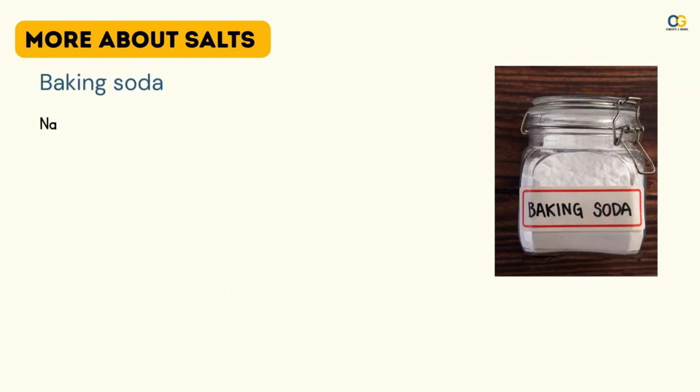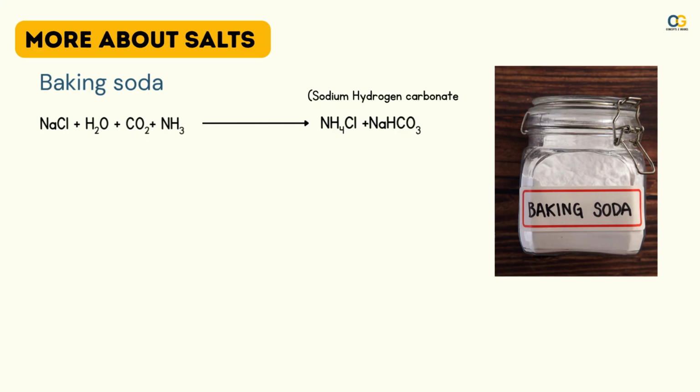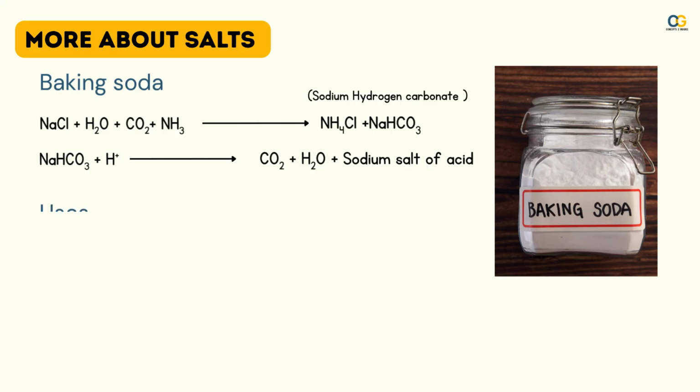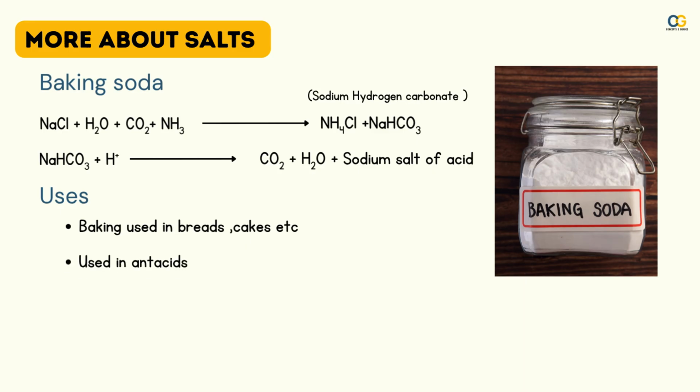Baking soda. The sodium chloride from the reaction is mixed with water, carbon dioxide, and ammonia to give rise to ammonium chloride and sodium hydrogen carbonate. Sodium hydrogen carbonate is the chemical name of baking soda, and this, when reacted with any acid, gives rise to carbon dioxide, water, and the sodium salt of the acid. This carbon dioxide is what causes the rise in the food items that we see. It is used in breads, cakes, etc. It is also used as an antacid as it is a mild base. It is also used in soda-acid fire extinguishers.